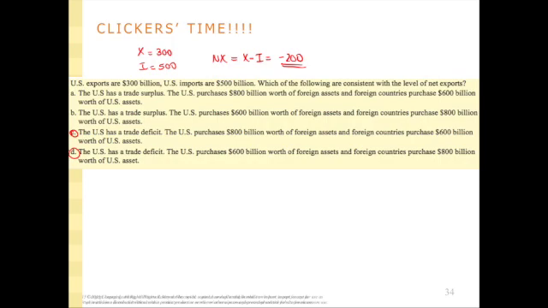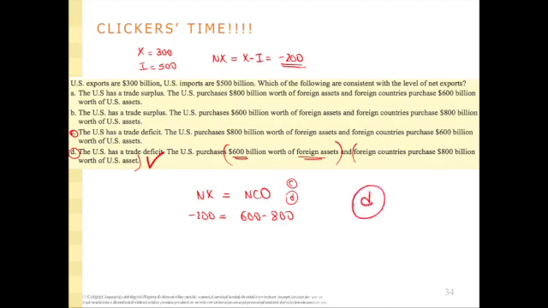The US purchases 800 billion worth of foreign assets, and foreign countries purchase 600 billion worth of US assets. We have to use the relationship net export equals net capital flows in order to figure out which one of C and D is correct. Now net export is minus 200. The US demand for foreign assets has to be lower than the foreign demand for US assets. So the solution is D, where we have 600 minus 800. 600 is the US demand for foreign assets, and foreign countries purchase 800 billion, which is the foreign demand for US assets. So the solution is D.